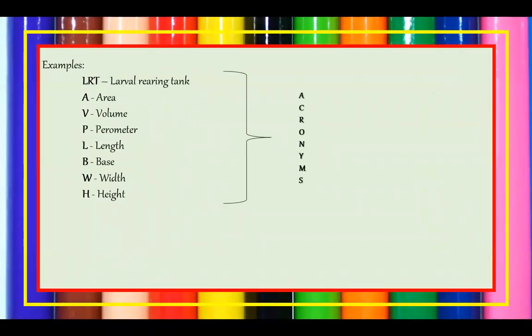For the acronyms, you can also use some acronyms or letters to shorten some words in your layout. For example, we have LRT, which means larval rearing tank; A for area; V for volume; P for perimeter; L for length; B for base; W for width; and H for height.